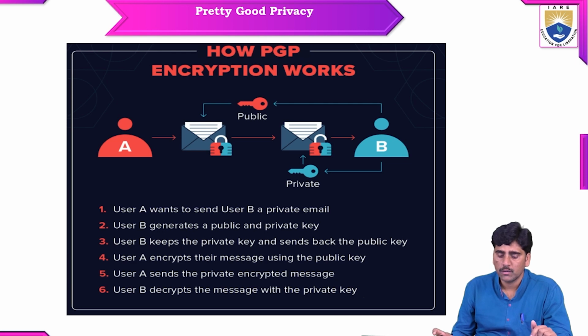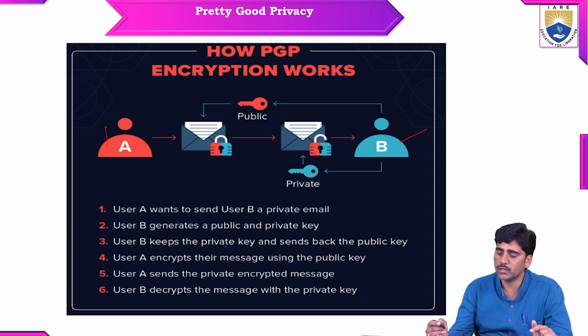So here is how PGP encryption actually works. Here the user is A and the other user is B. Those two users want to send and receive mails securely, and they want to see the contents of the files also. So here they can apply the symmetric key encryption process as well as the public key encryption process.